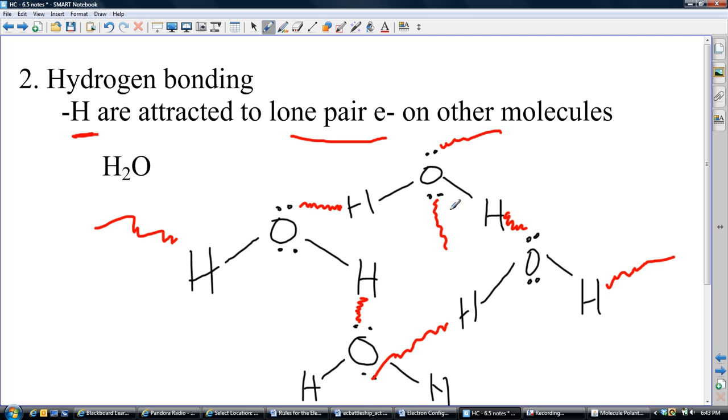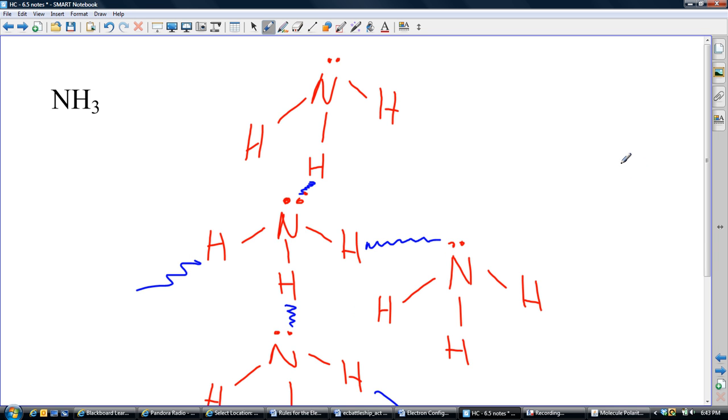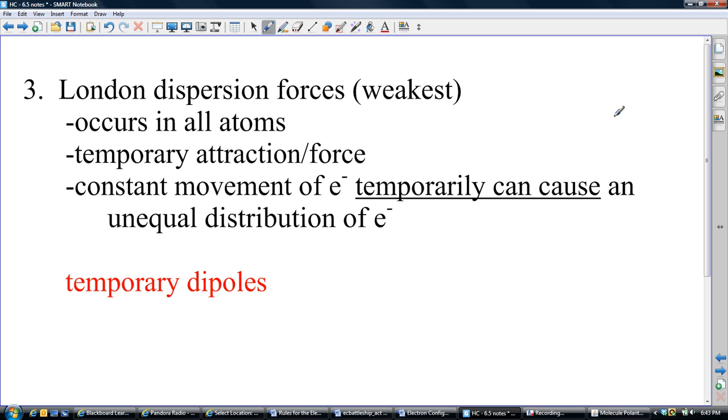On an oxygen atom, you have two pairs of electrons that can influence a hydrogen atom. When we go to ammonia, you have one pair of electrons. So the opportunity for a greater amount of influence to occur decreases as we look at ammonia and other substances. All right, the last one then, it's called London dispersion forces.